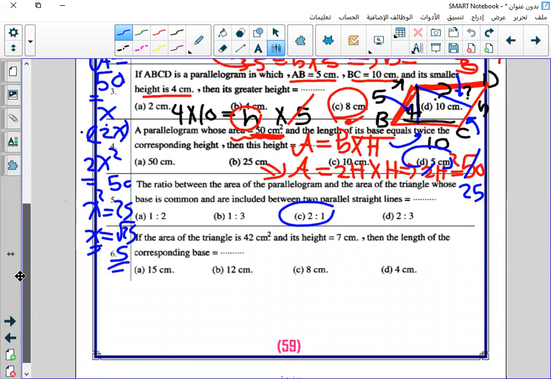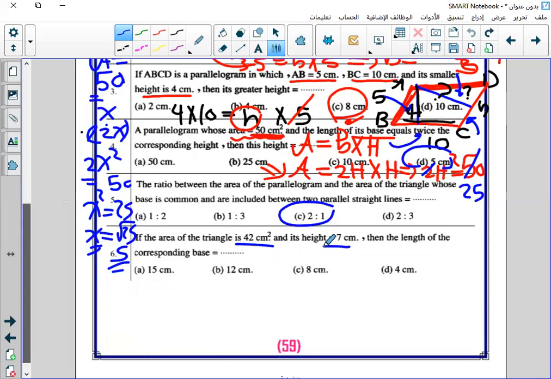Number 6. If the area of the triangle is 42 square centimeter and its height equals 7 centimeter, then the length of the corresponding base equals what? Yes, Anas? First, we are given the area of the triangle, which is half times base times height, and the height equals 7. The area of the triangle is given as 42.